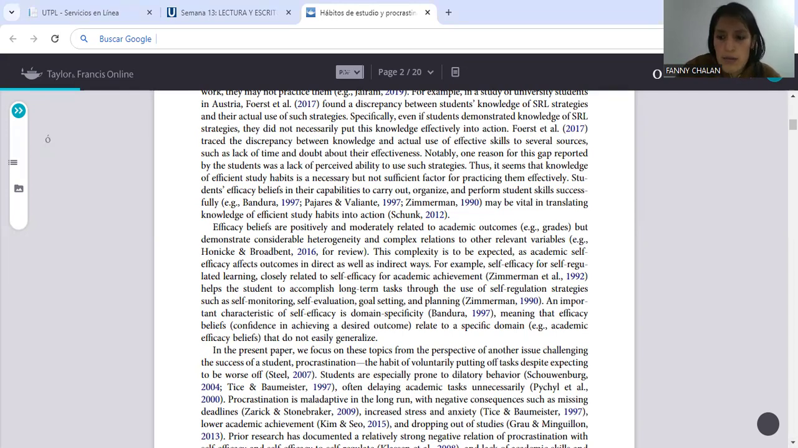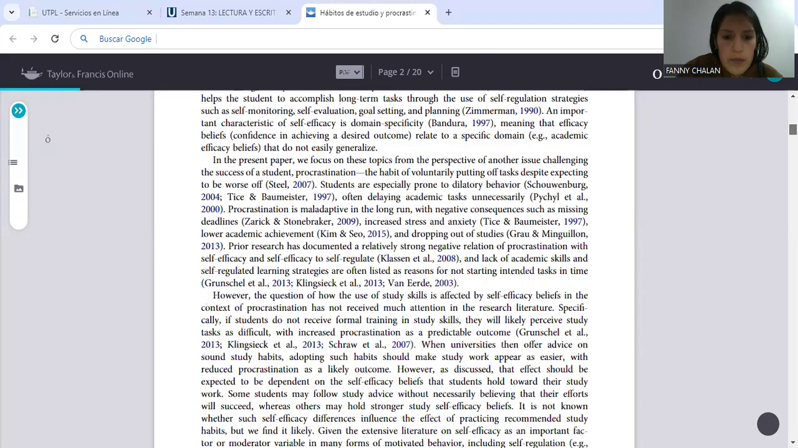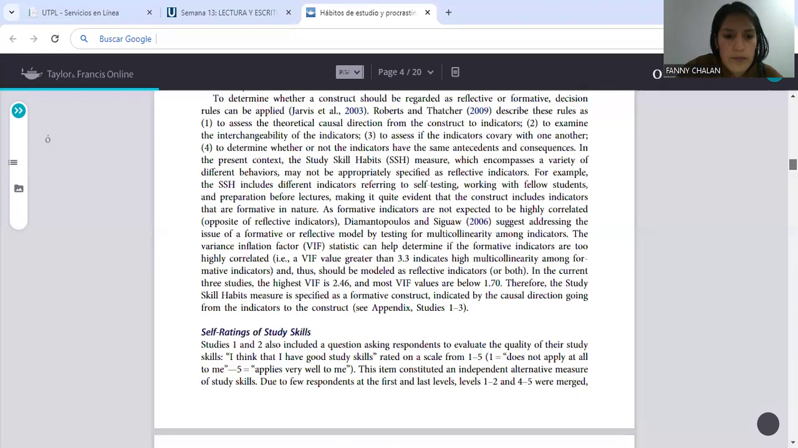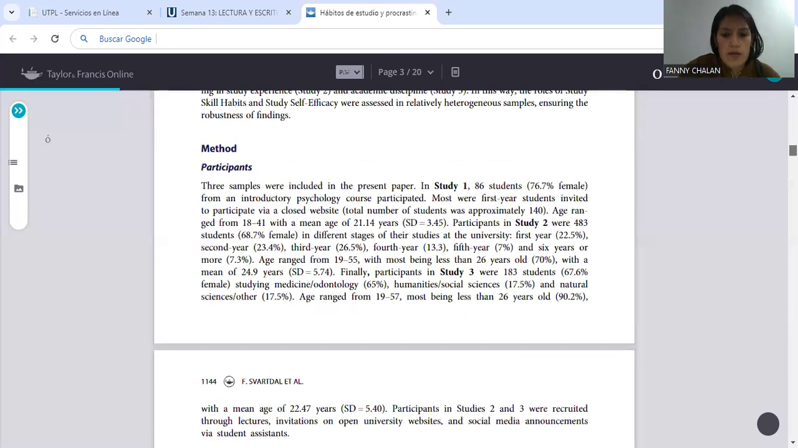Next, I have the methods, where details are given on how the study was carried out. This section includes the description of the participants or subjects, the materials and procedures used, and analysis methods. The methodology presents the characterization of the sample, which provides details on the number of participants and their distribution by gender, age, and other relevant criteria.